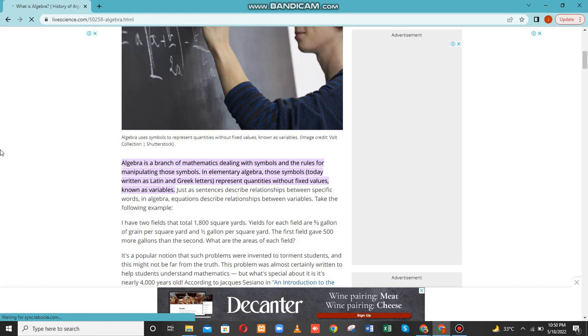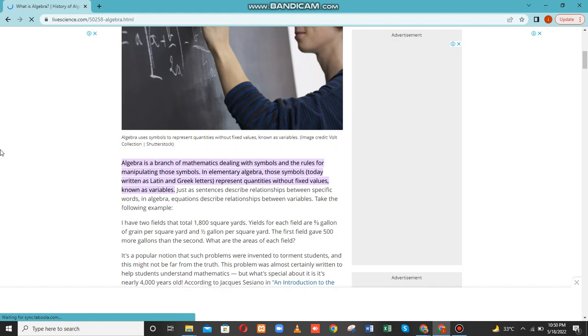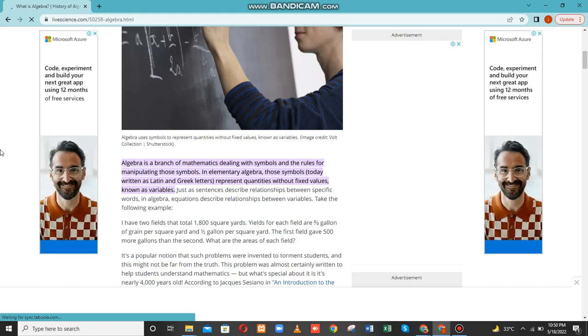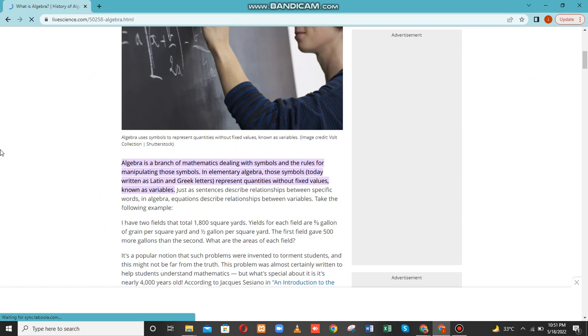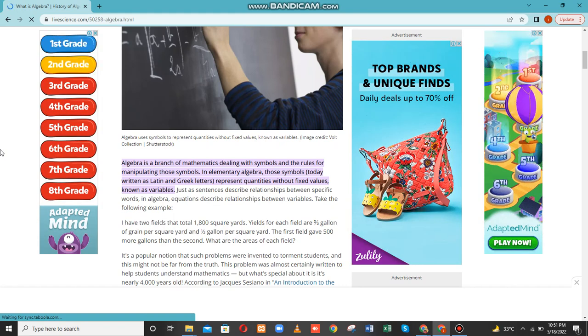Just as sentences describe relationships between specific words, in algebra equations describe relationships between variables. Take the following example: I have two fields that total 1800 square yards. Yields for each field are 2/3 gallon of grain per square yard and 1/2 gallon per square yard. The first field gave 500 more gallons than the second. What are the areas of each field?